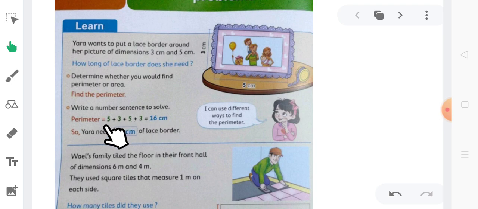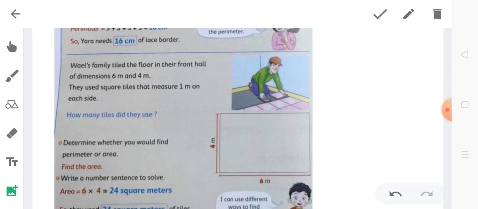So 5 plus 3 equals 8. Again, 5 plus 3 equals another 8. 8 plus 8 equals 16. Let's see the next example.